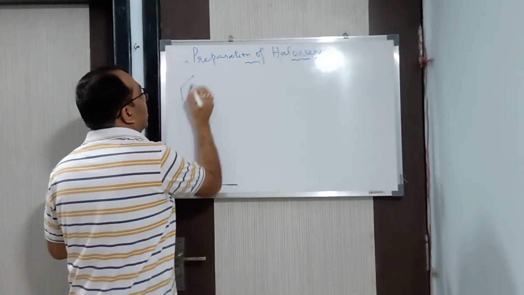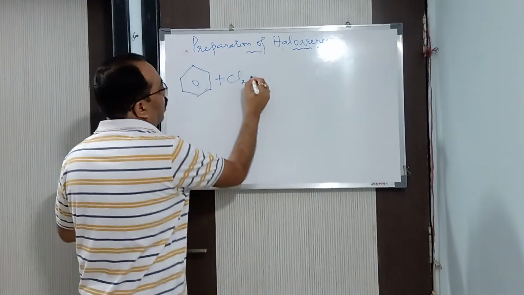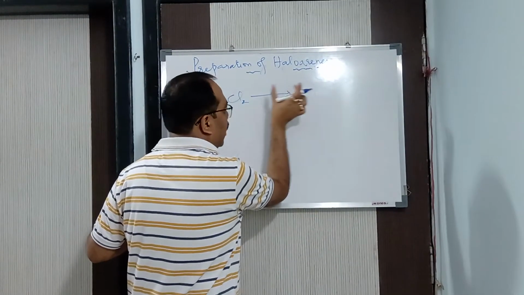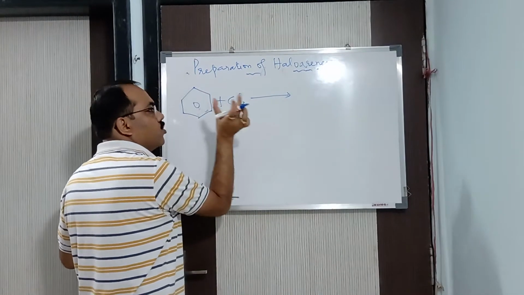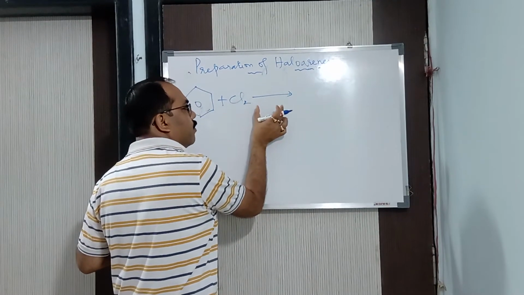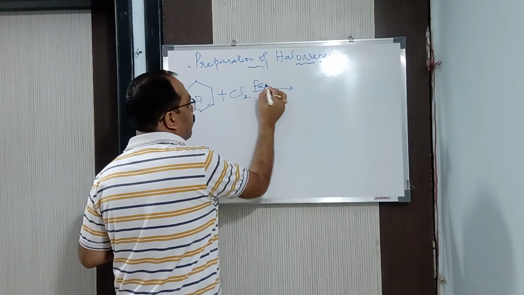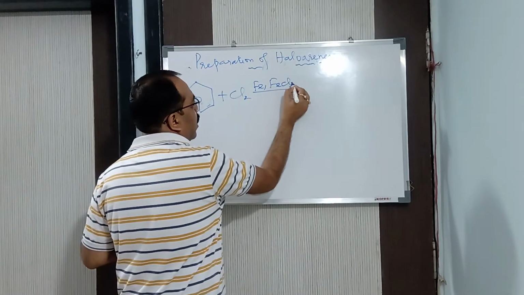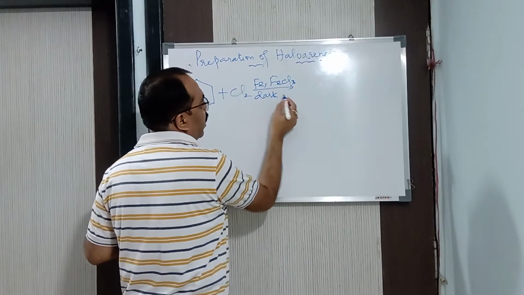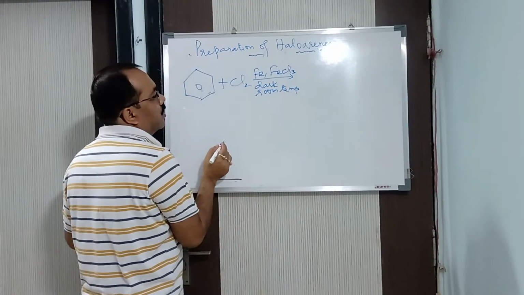So how do we do that? Here you take benzene plus chlorine. This particular reaction, as I said, is a halogenation reaction, so it comes under electrophilic substitution reaction. Remember that we did this in class 11, in the properties of benzene. Benzene plus chlorine in the presence of either Fe or FeCl3, in the dark, at room temperature, this reaction is carried out.